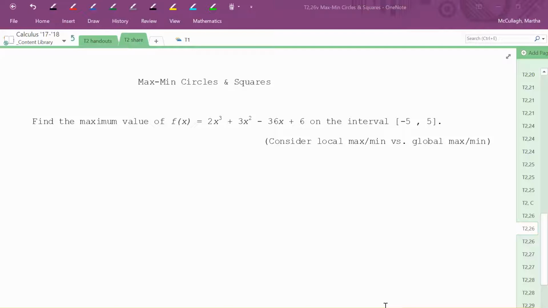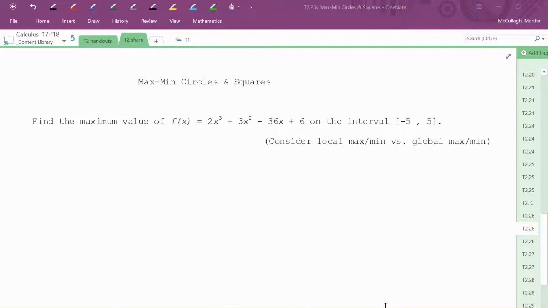So local max, anytime we get to the top of a hill. Local min, anytime we get to the bottom of a valley. The global max or min is over the course of your entire trip, the entire period of time that you're looking at. What was the highest you got to is your global max. Over the course of your entire trip, the lowest you got to was your global minimum.